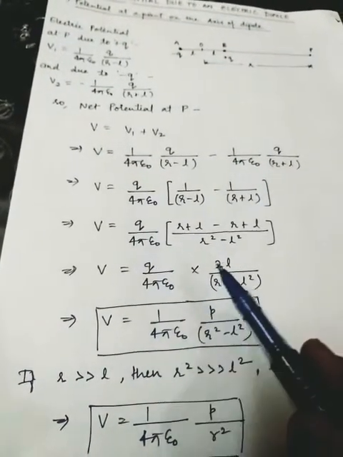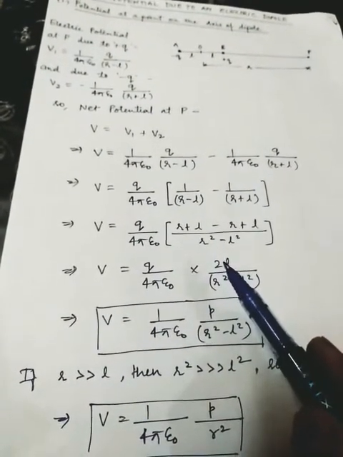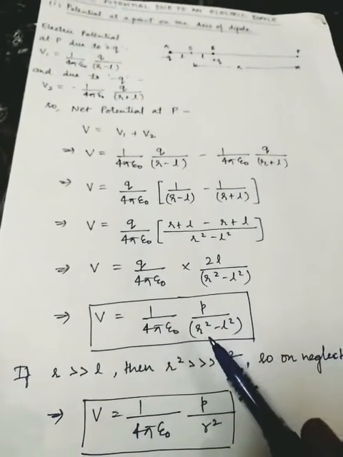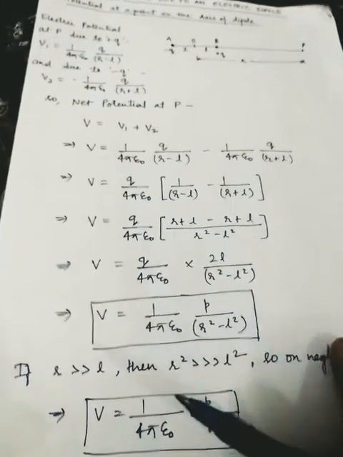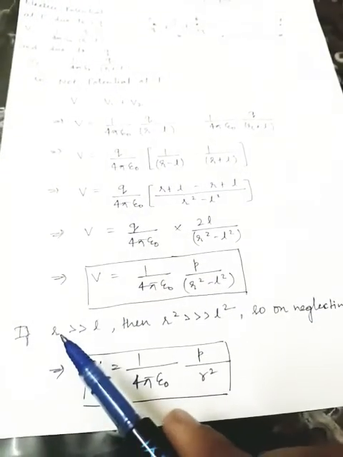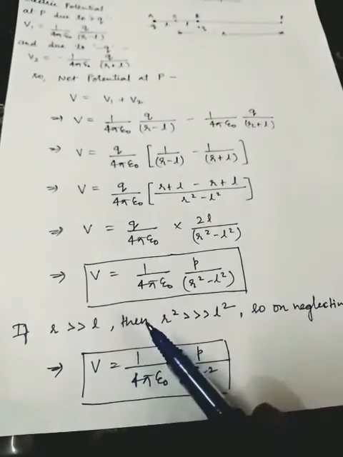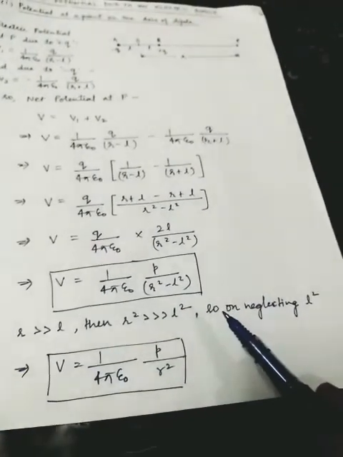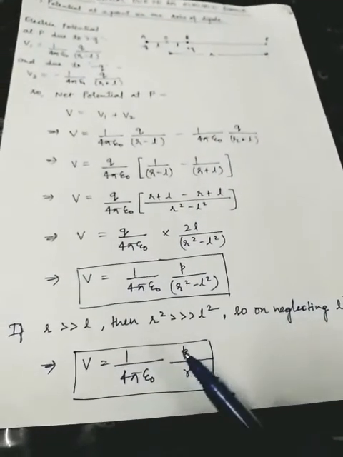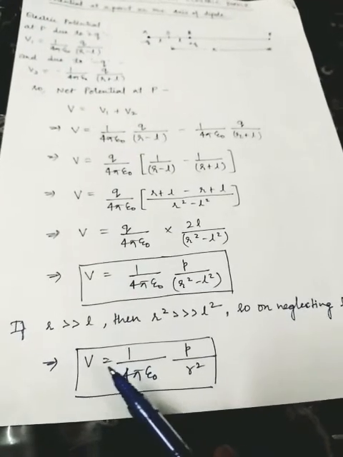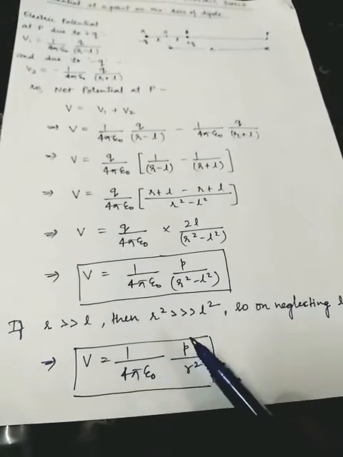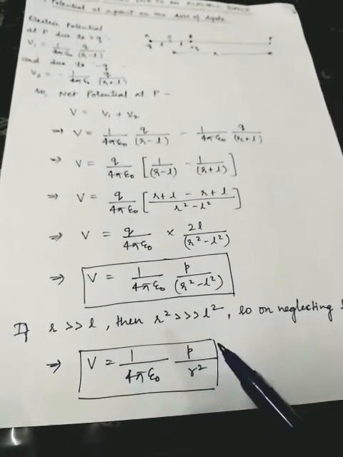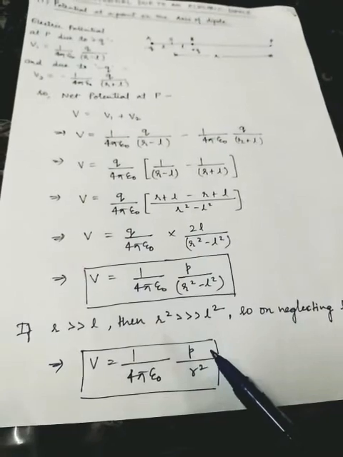As we know, Q into 2L is electric dipole moment P. That's why V is equal to 1 upon 4 pi epsilon naught P upon R square minus L square. Now, we are considering that R is much greater than L, then we can say that R square will be very much greater than L square. So on neglecting L square in comparison with R square, the formula will become V is equal to 1 upon 4 pi epsilon naught P upon R square. So that is the expression of electric potential due to an electric dipole in axial position.